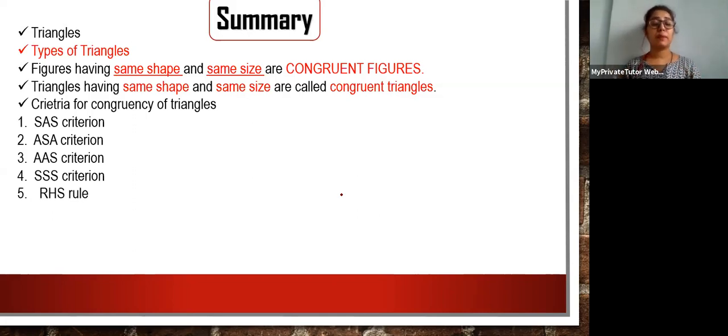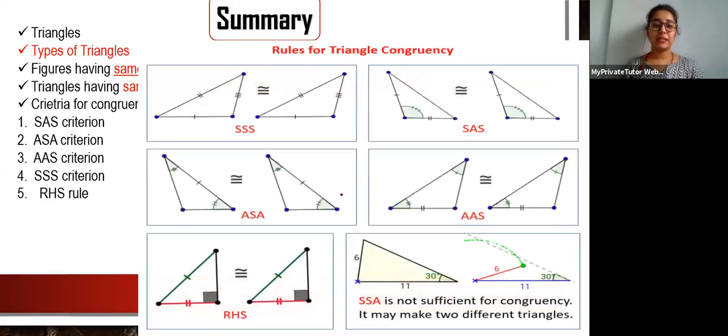Then we learned about congruent figures. Figures having the same shape and same size are called congruent figures. Triangles having the same shape and same size are called congruent triangles. Then we studied criteria for congruency of triangles. First was the SAS criterion, side angle side. So 2 sides and 1 angle should be congruent in both triangles, but the angle should be in between the 2 sides. Then we studied angle side angle. So 2 angles and 1 side, but the side should be exactly in between the 2 angles.